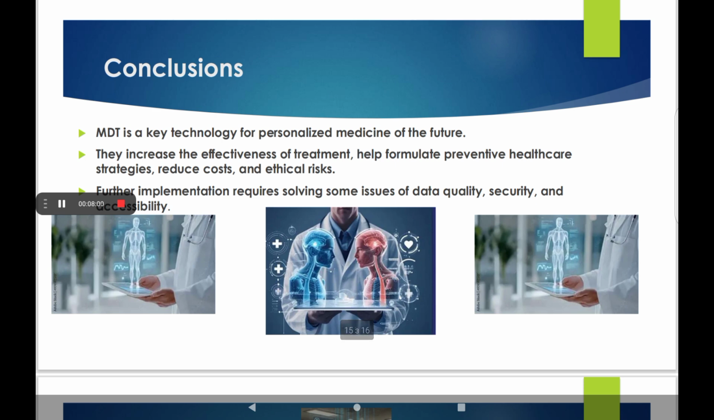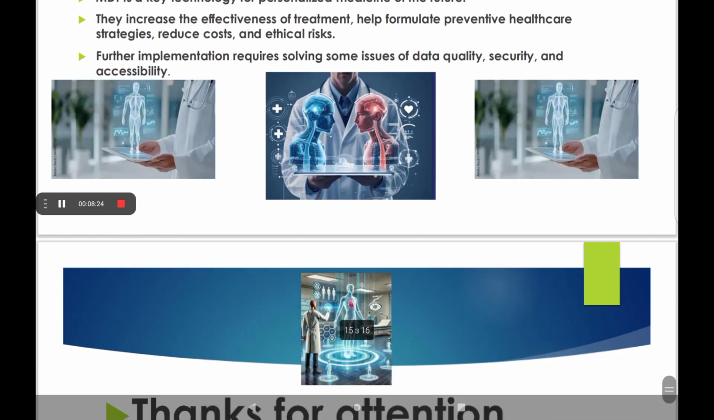Conclusions. Medical digital twins are a key technology for personalized medicine of the future. They increase the effectiveness of treatment, help formulate preventive healthcare strategies, and reduce costs and ethical risks. Further implementation requires solving some issues of data quality, security, and accessibility.